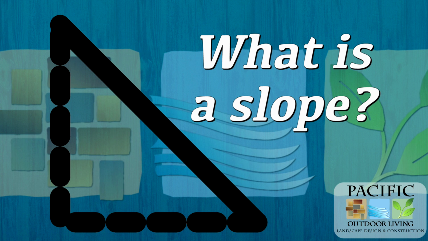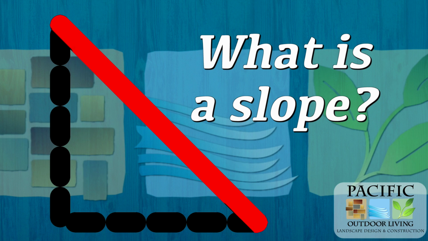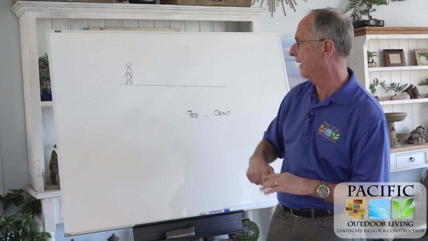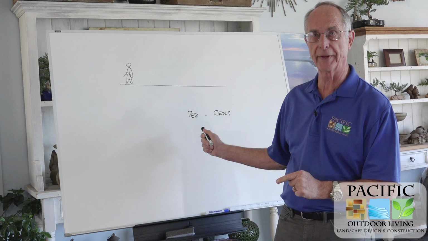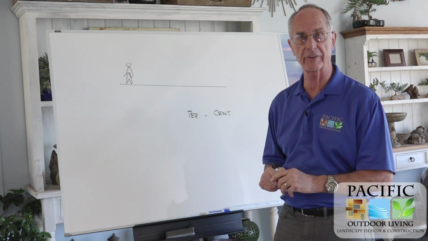Slopes can be quite confusing, but hopefully today we're going to make it a lot simpler. A slope basically is just a slant or an incline, usually measured downward. So on our board, we want to have a line here and measure the slope in it. And slopes in construction are usually measured in percentages.